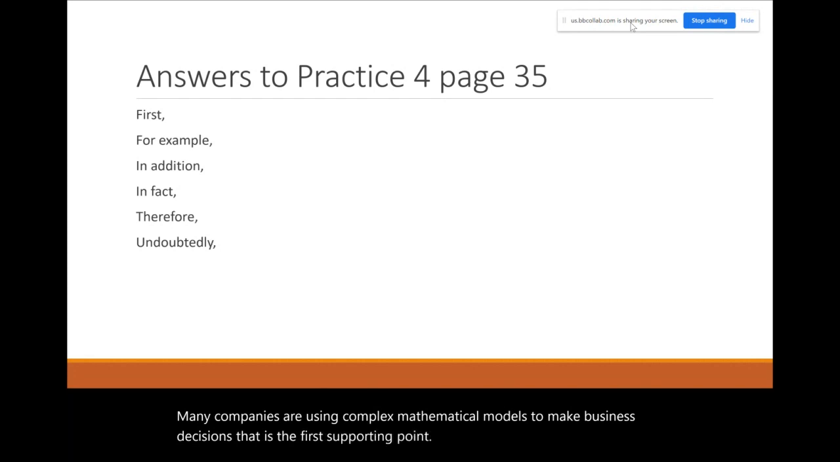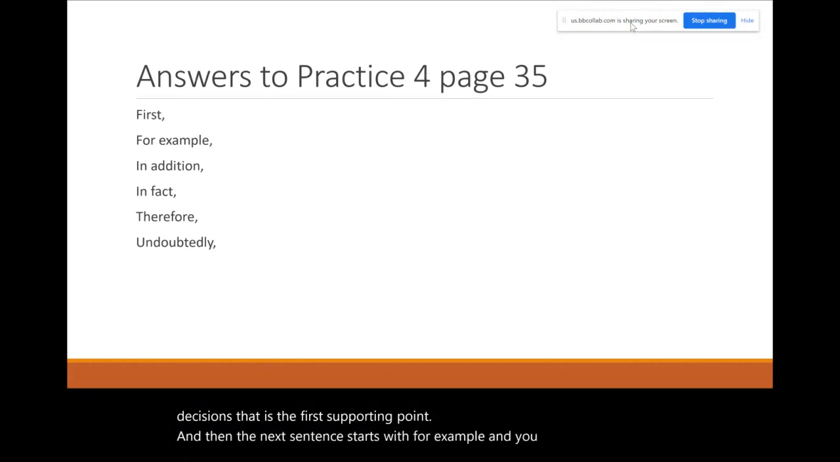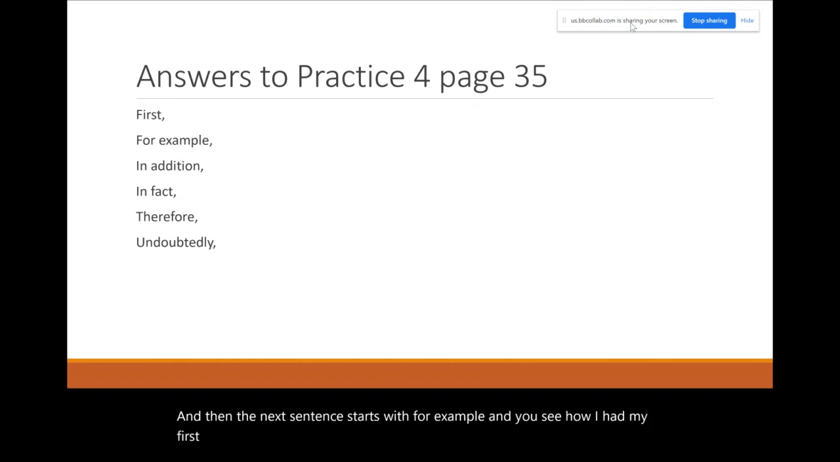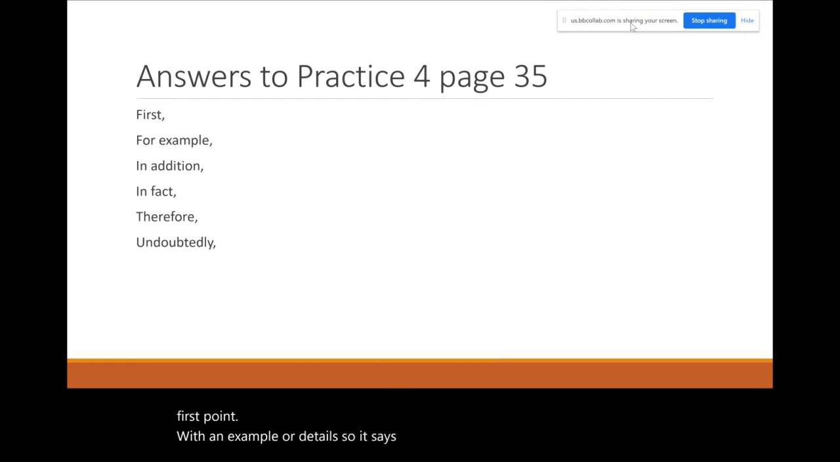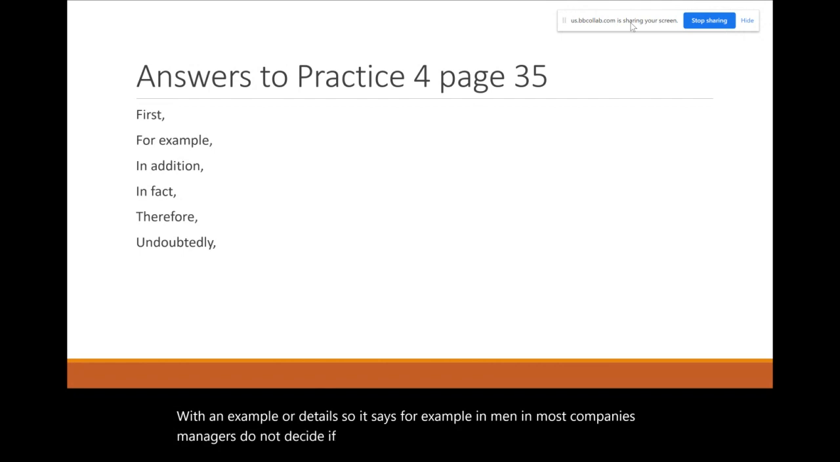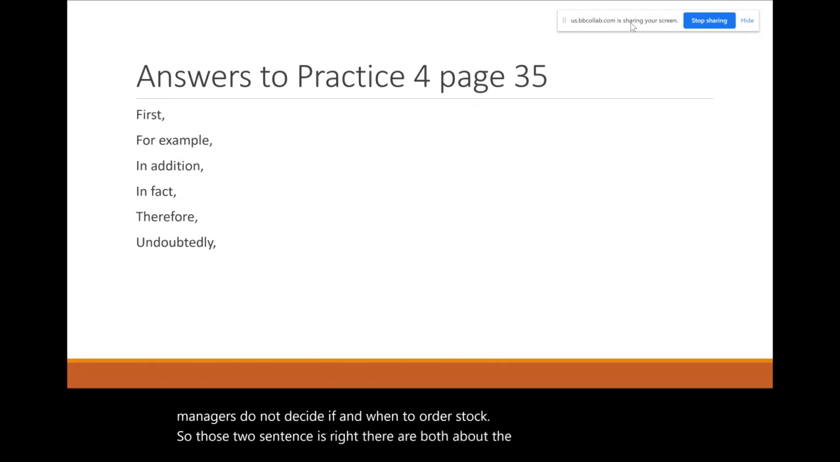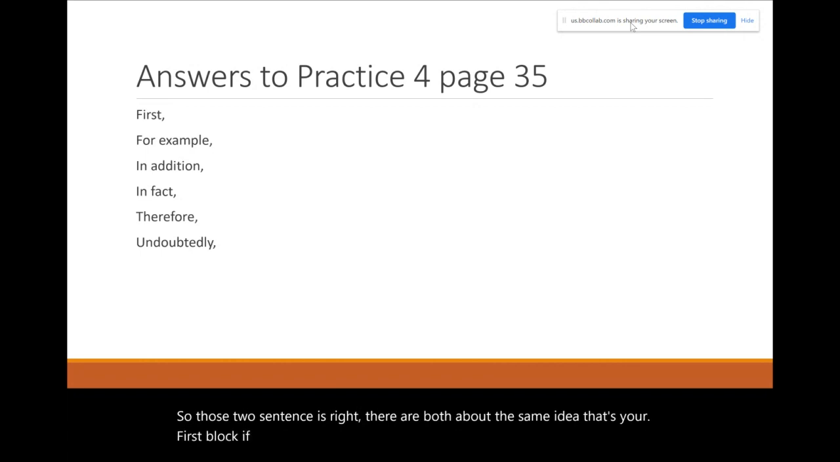Okay? And then the next sentence starts with, for example, and you see how I had my first point, but I'm not going to my second point yet. I'm going to explain the first point with an example or details. So it says, for example, in most companies, managers do not decide if and when to order stock. So those 2 sentences are both about the same idea. That's your first block of support.